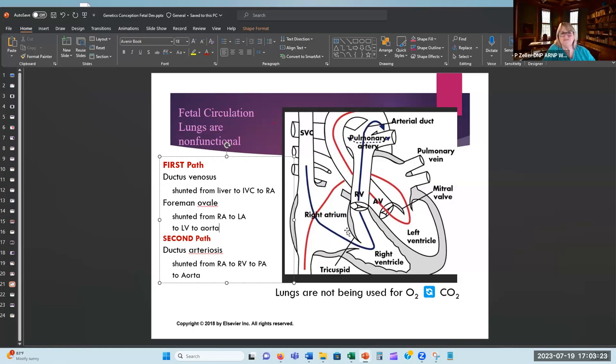Just remember, the lungs are not functional, so the lungs are bypassed. It's different because we can bypass things.